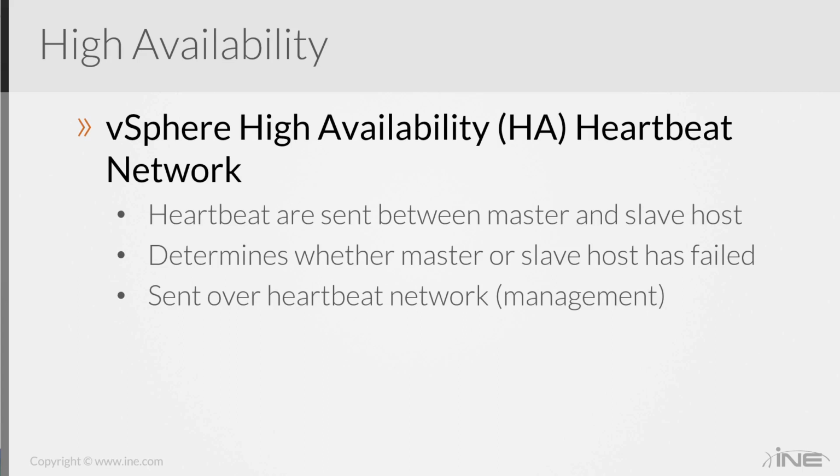Okay, here we have the HA heartbeat network. So there are a number of ways where HA would use heartbeats. Firstly, heartbeats are sent between the master and slave hosts. Secondly, heartbeats are used to determine whether a master or a slave host has failed. Thirdly, heartbeats are also sent over a heartbeat network. So the heartbeat network is implemented on the VM kernel port that is marked for management traffic.